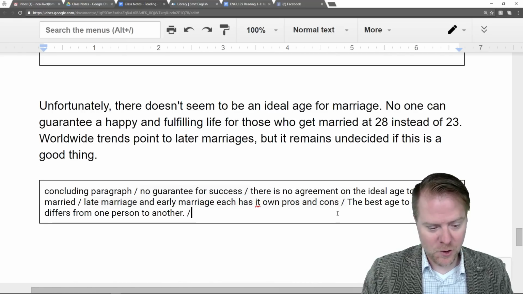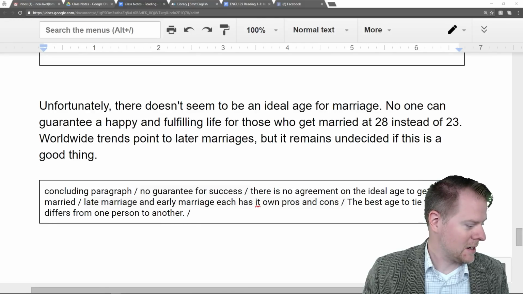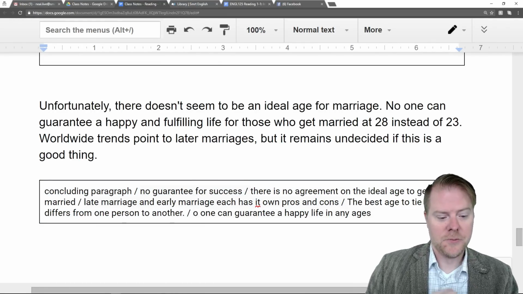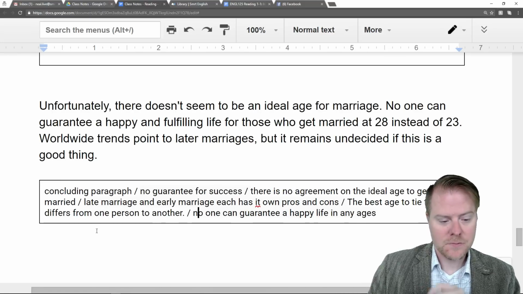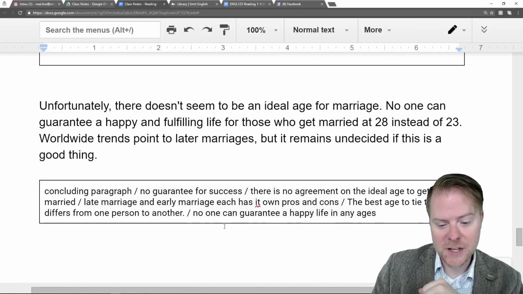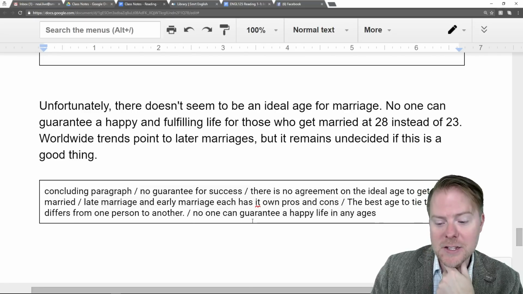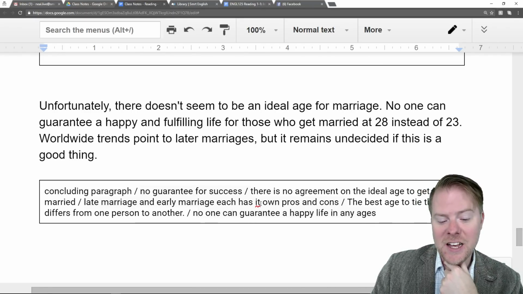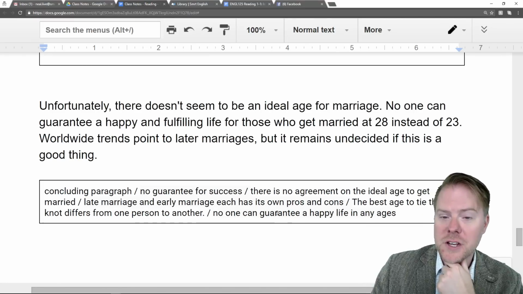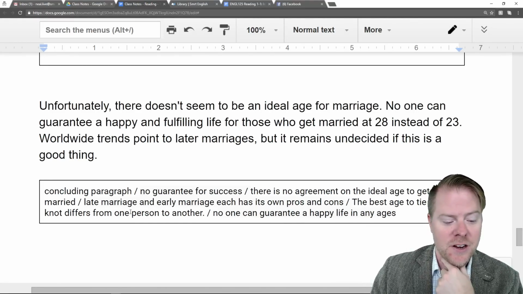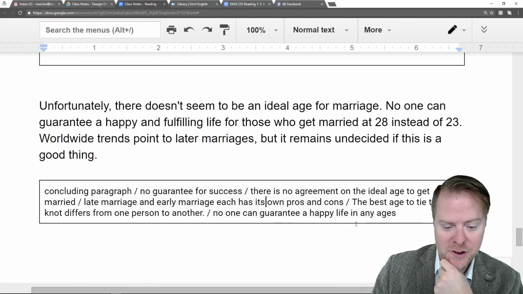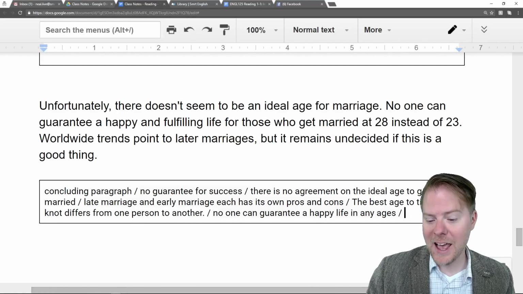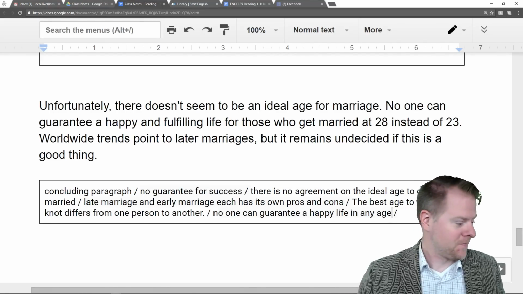So let me put your summaries in here. No guarantee for success. There is no agreement on the ideal age to get married. Late marriage and early marriage each has its own pros and cons. The best age to tie the knot differs from one person to another. No one can guarantee a happy life at any age.